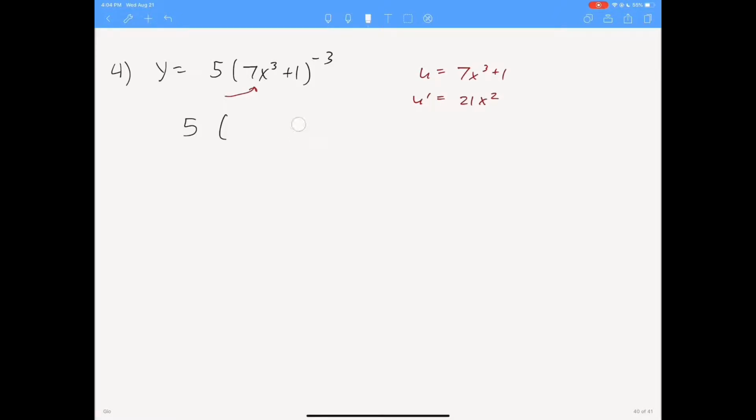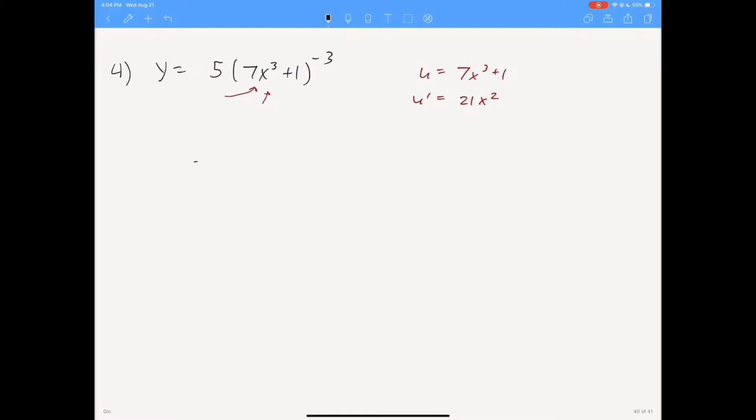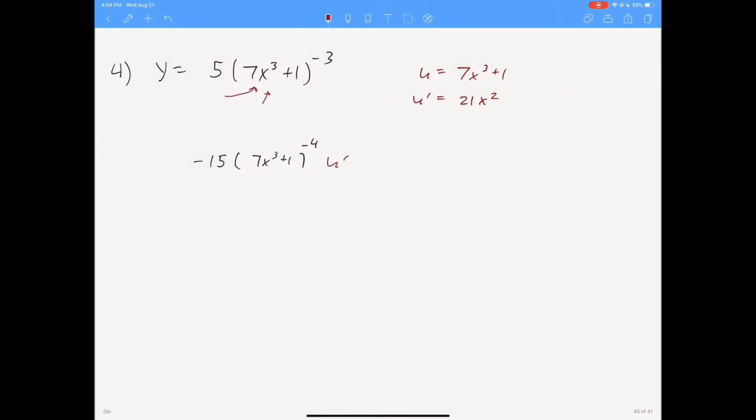So let's just apply our chain rule. So the outside function, let's just take the derivative and ignore everything inside. So we'll get negative 15 times 7x cubed plus 1, and then minus 1 from the exponent, so raised to negative 4. And then finish it off, we'll just multiply by our u prime, which we said was 21x squared.